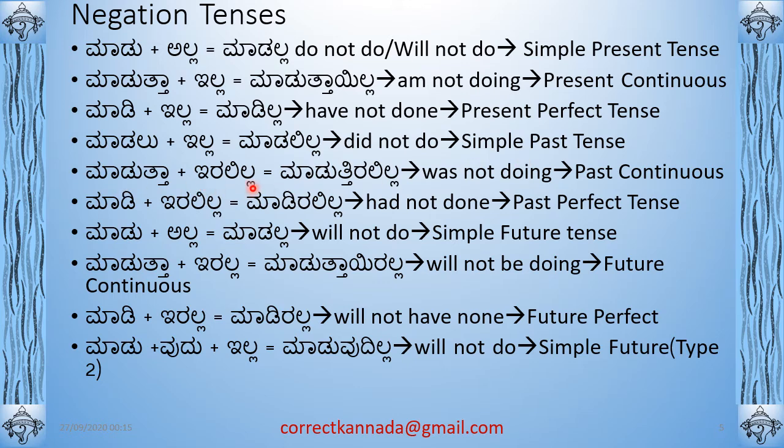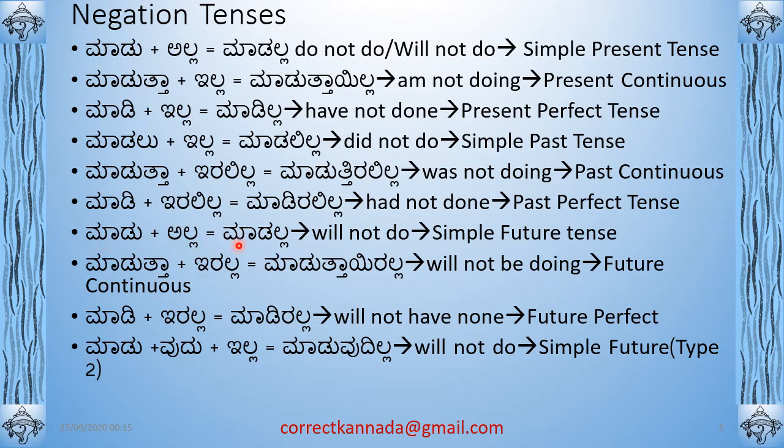So ಮಾಡುತ್ತಾ ಇರಲಿಲ್ಲ is was not doing. When you say ಮಾಡುತ್ತಾ ಇರಲಿಲ್ಲ, the compact form is ಮಾಡುತ್ತಿರಲಿಲ್ಲ. So this is called past continuous tense. Then ಮಾಡಿರಲಿಲ್ಲ is your past perfect tense, had not done. So you have to add ಇರಲಿಲ್ಲ to ಮಾಡಿ to get your past perfect. Of course, you should go through the tenses tutorial to understand all these tenses, so then you will be able to pick up the negation part much faster.